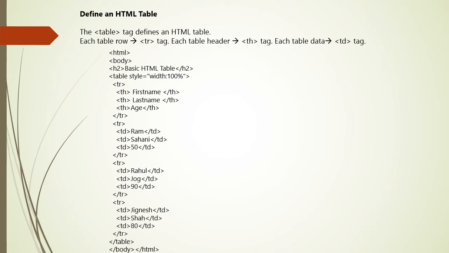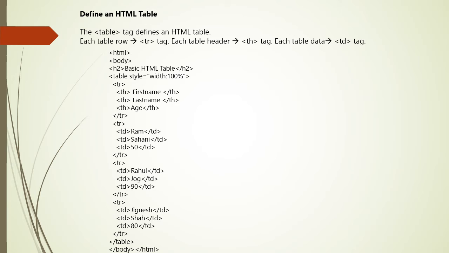We will see now how to define an HTML table. We have to use the table tag for defining an HTML table. Each table row is defined with the tr tag. A table header is defined with the th tag. Each table data cell is defined with the td tag. By default, text in th elements is bold and centered. By default, text in td elements is regular and left aligned.